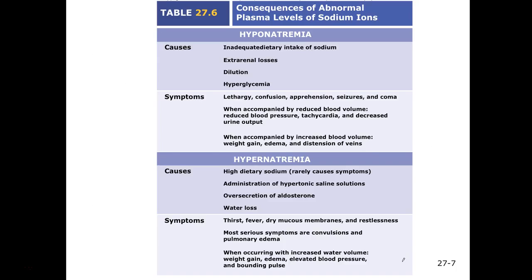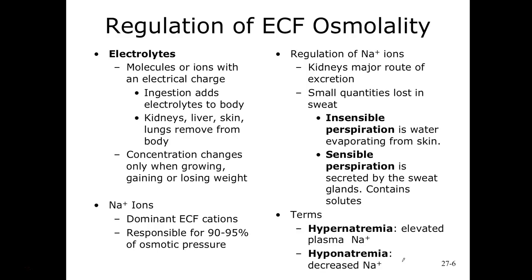Okay. All right. Oh, I never went through this slide. Why am I switching? Okay, so that brings us to our electrolytes. Our electrolytes are going to be molecules or ions. Usually they are going to be the ions with an electric charge. Now, why that's important is because they are going to play a key role throughout our body in generating electric currents. So, for example, action potentials through neurons.